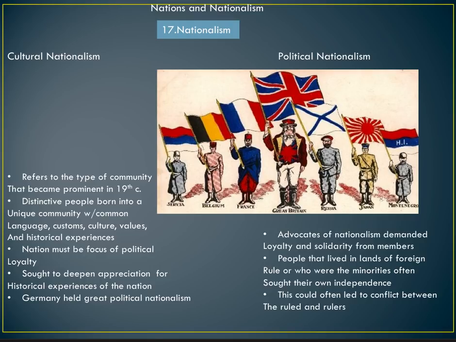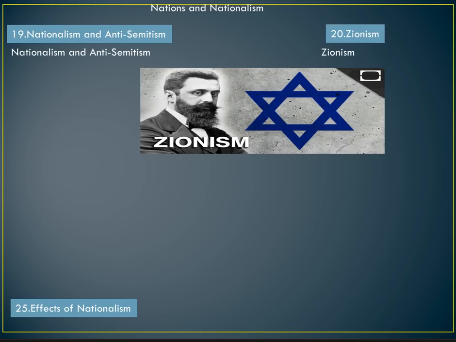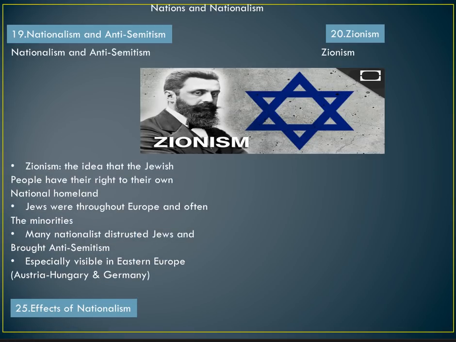And as I said before, it's going to lead into a lot of problems because people are going to truly believe that their country is better than another country. And with that, meaning that the people there are better than other people. And it's going to lead to conflicts such as nationalism and anti-Semitism. So we see the Zionist movement occur in the 1800s, and pretty much what Zionism is, is the idea that the Jewish people have the right to their own national homeland. So this is what's happening in Europe.